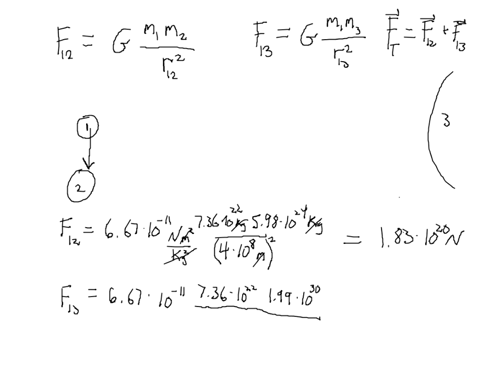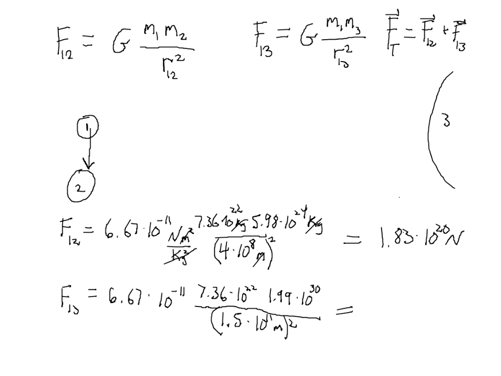Divide that by the distance between the moon and the sun, which is approximately 1.5 times 10 to the 11 meters, and that will be squared.